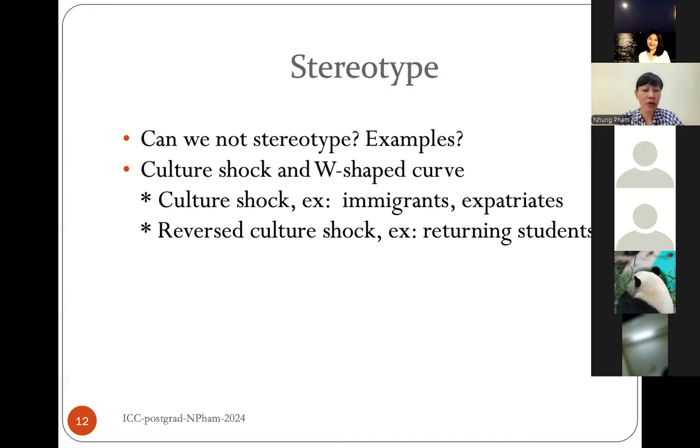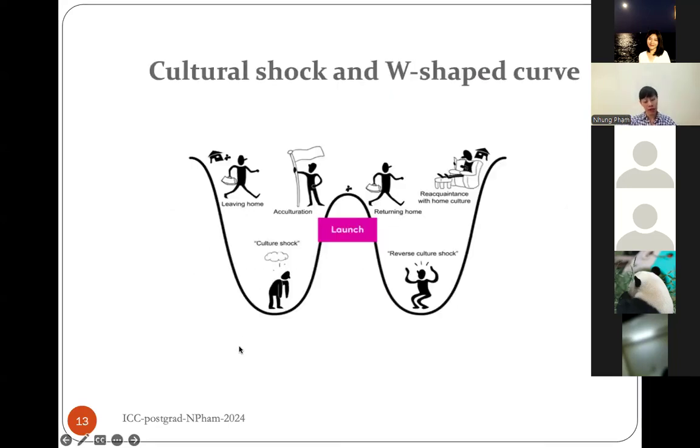Now, when we talk about culture shock and reverse culture shock, I would like you to look at this culture shock, especially something called the W-shaped curve. I believe that if you have already learned second language acquisition, you've learned about something called the U-shaped curve.